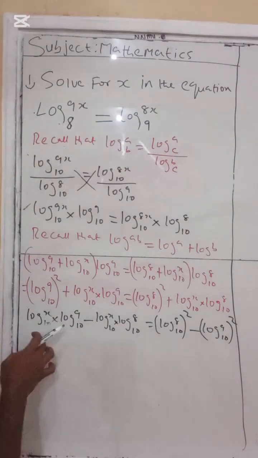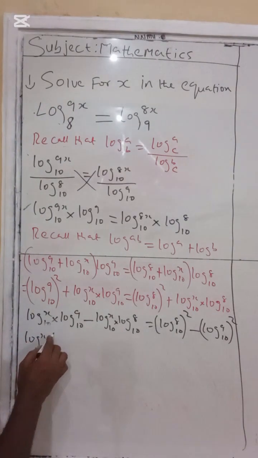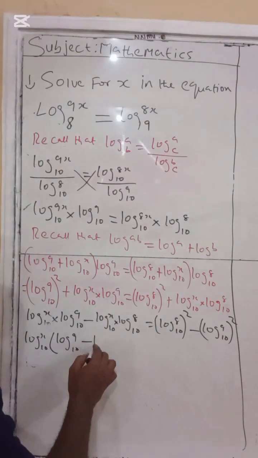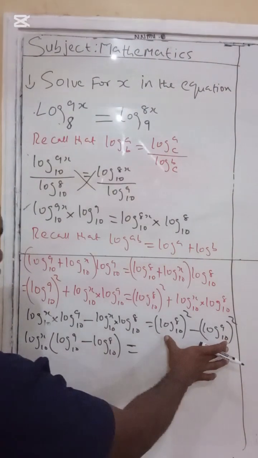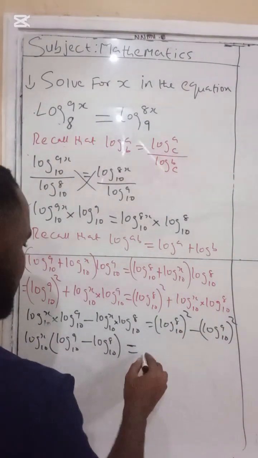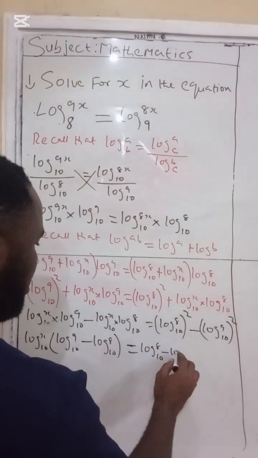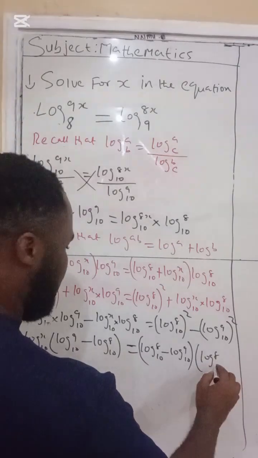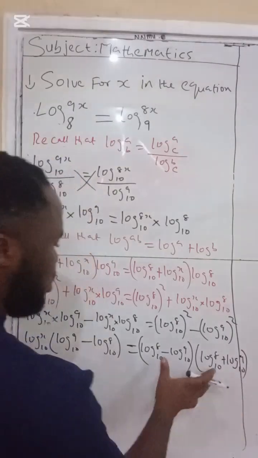So we can factor out log x base 10 because it is common. When we factor it out, we're going to have log x base 10, open bracket, we are left with log 9 base 10 minus log 8 base 10, close bracket, which equals, let us split this into 2, because this is called difference of 2 squared, log 8 base 10 minus log 9 base 10 multiplied by log 8 base 10 plus log 9 base 10.